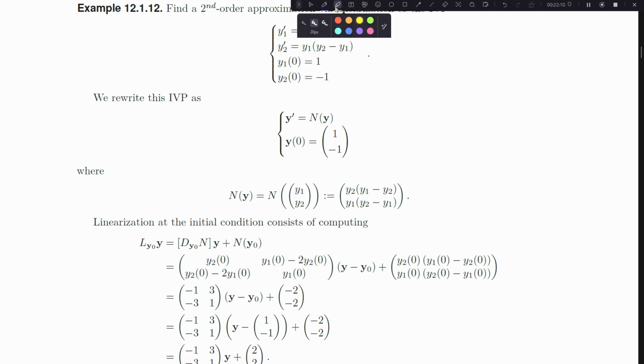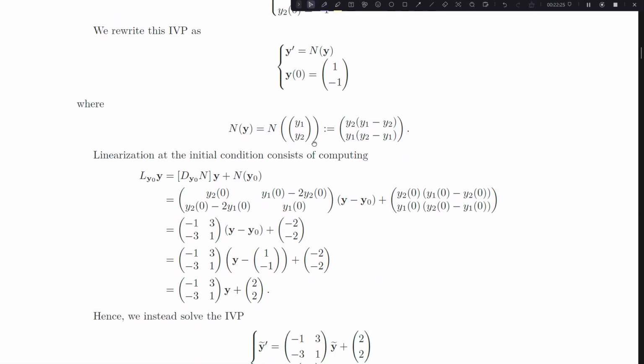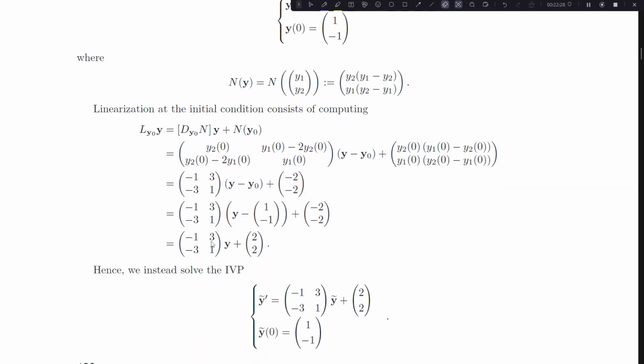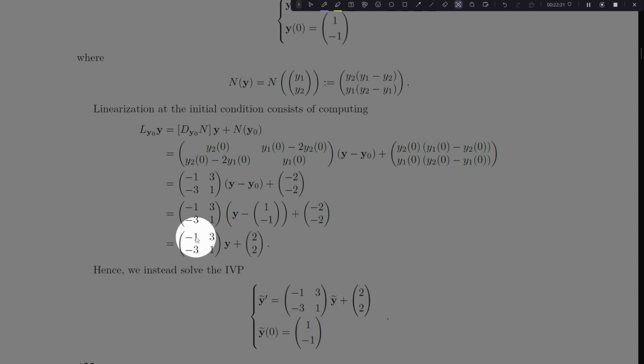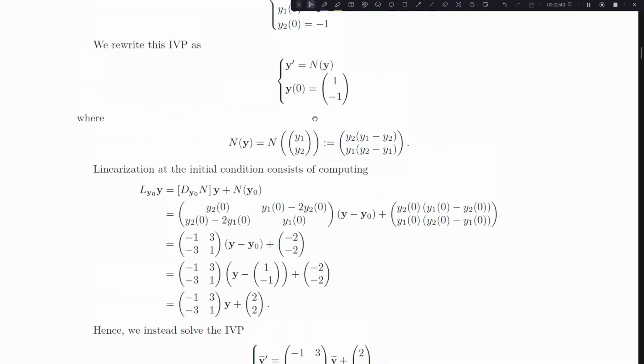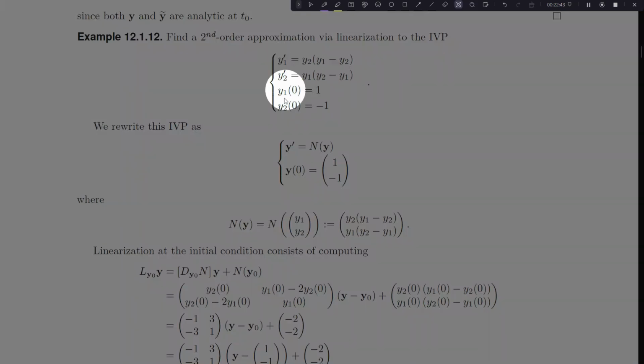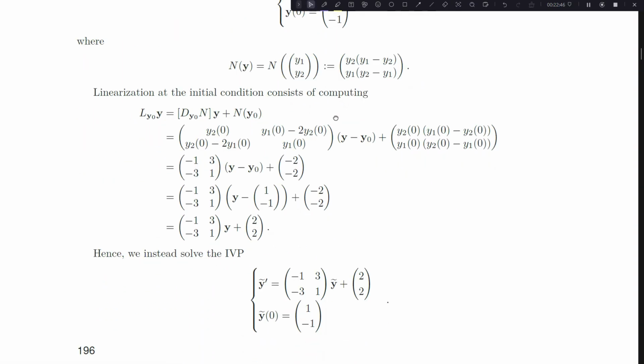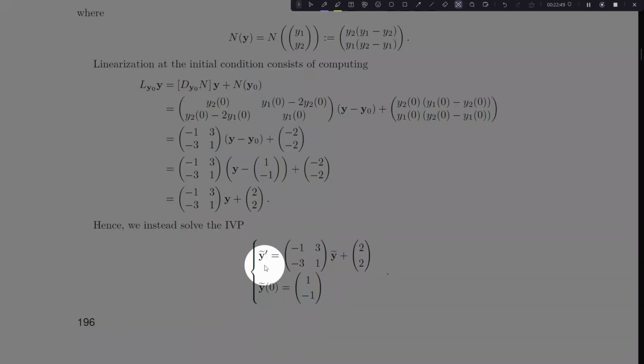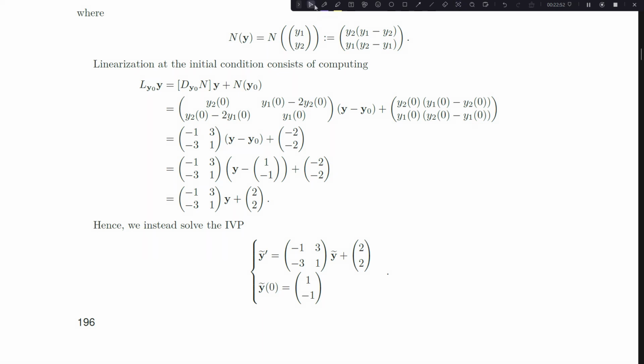Okay, so my linearization then looks like this for the right-hand side. And actually, I can plug the numbers 1, -1 in for y0 there, and execute the matrix across. And so I end up with a true linearization of the following, right? I have a matrix -1, 3, -3, 1, y plus 2, 2. That means my linearized Cauchy problem actually looks like the following. So it doesn't look like what's at the top. That's the nonlinear Cauchy problem. The linear Cauchy problem looks like this. And we know exactly how to solve this because this is autonomous. It's non-homogeneous, but it's autonomous, so we know how to solve that.